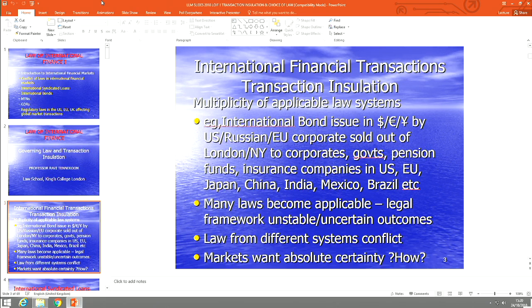If we are looking for predictability and certainty, isn't the term reasonable, and also what does it mean, prejudice to the rights of third parties?